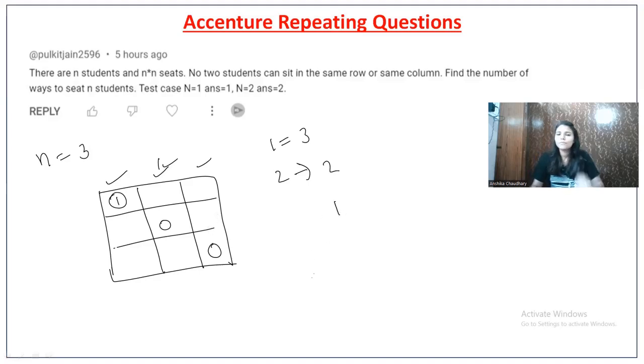So how many possible ways are there, or we can say how many possibilities are there? There are only 3 into 2 into 1, that means 6 possibilities. All right, I hope it is clear to you.